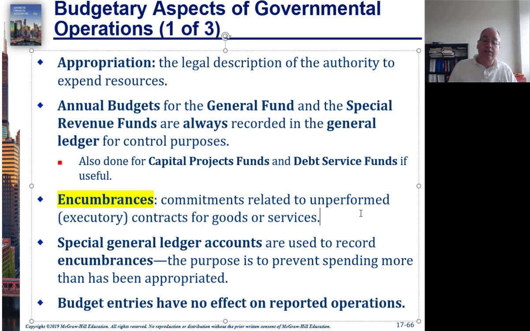Budgetary entries are kept separate from your reported operations. They don't affect revenues and expenditures and so on. But they do go into the general ledger and they're memorialized in that way.